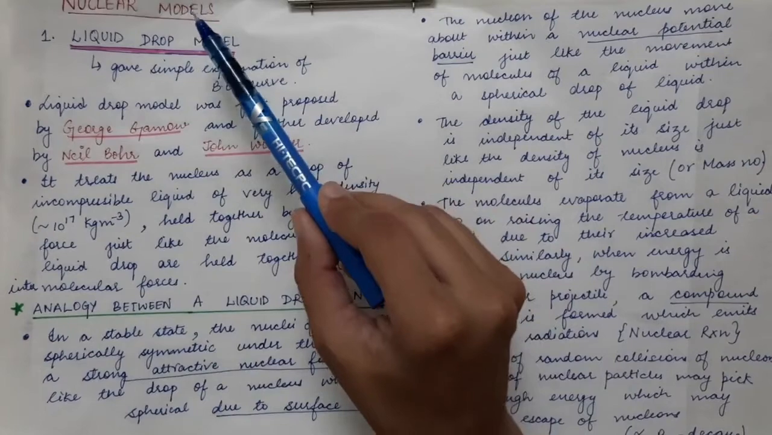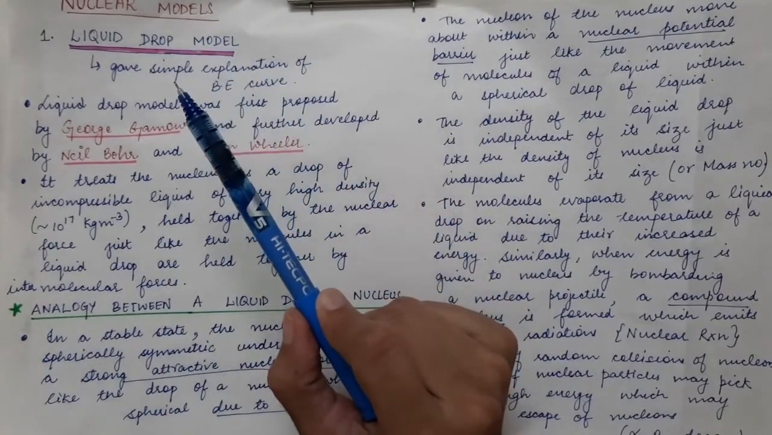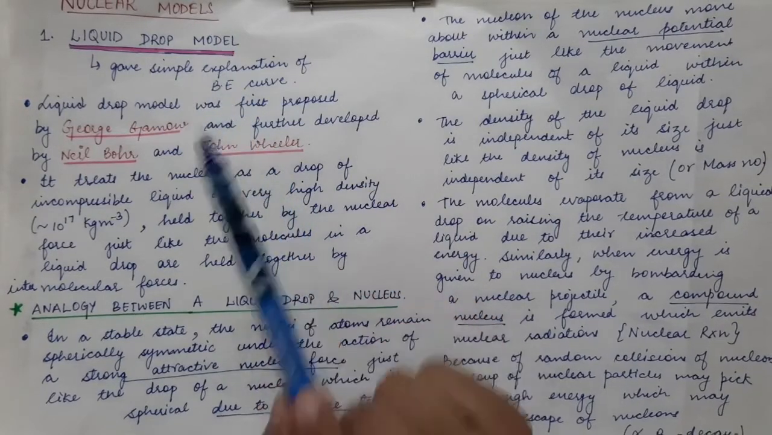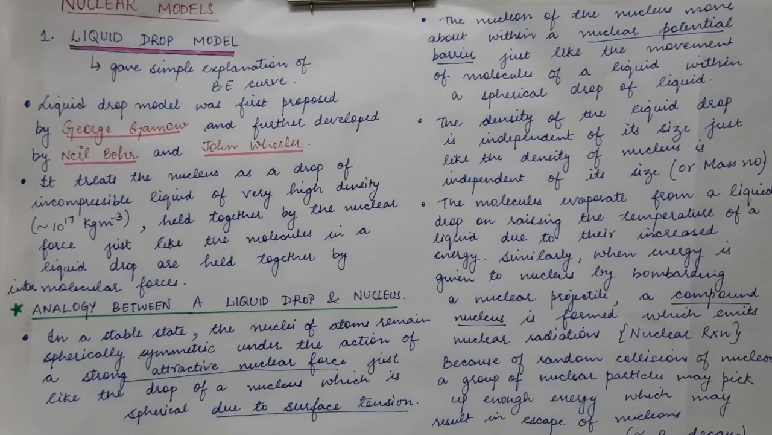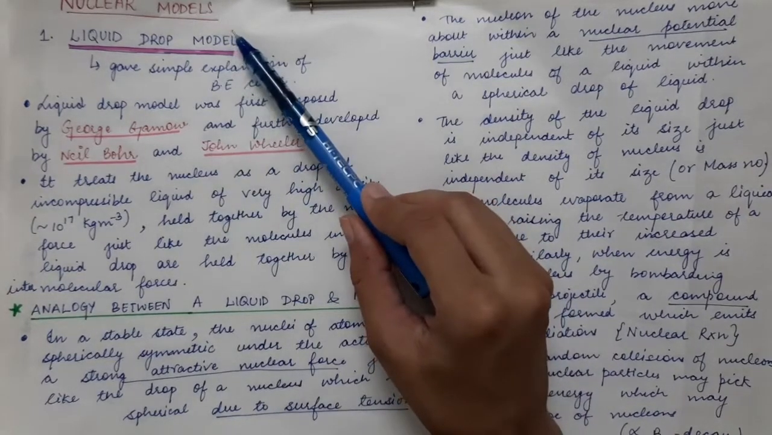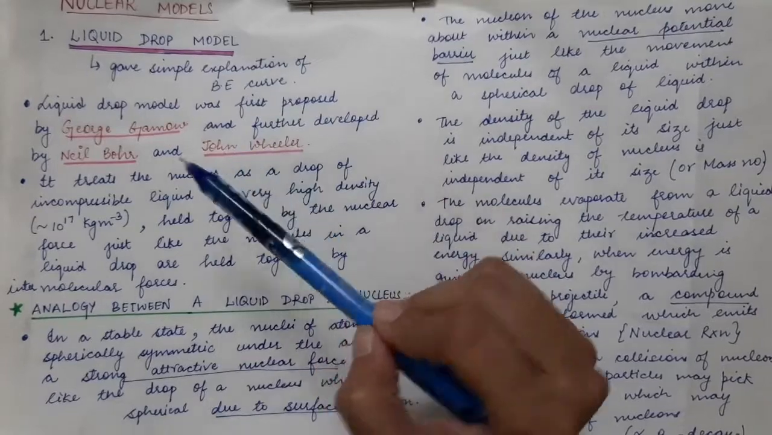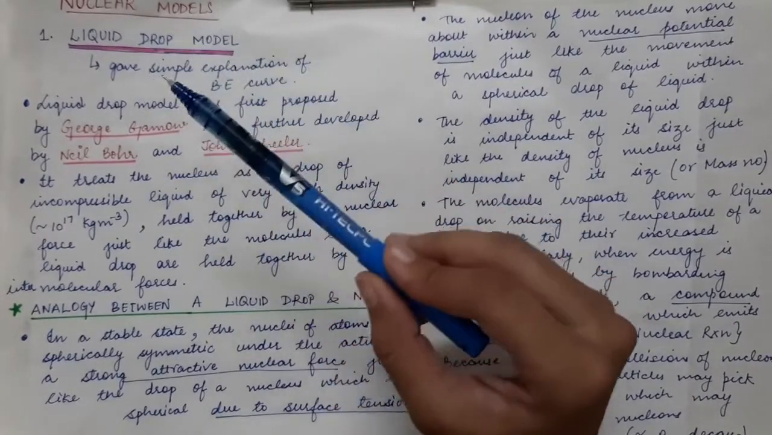Now in the last chapter we have done the various properties of the nucleus. For example, the spin of the nucleus, the angular momentum of the nucleus, parity of the nucleus, magnetic moment of the nucleus. So we have discussed all the properties of the nucleus. But now the question is, from where do these properties come from? What is the theory behind those properties? So there were various models that were proposed.